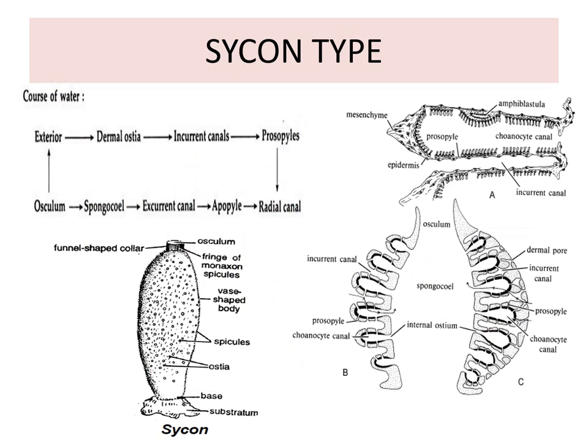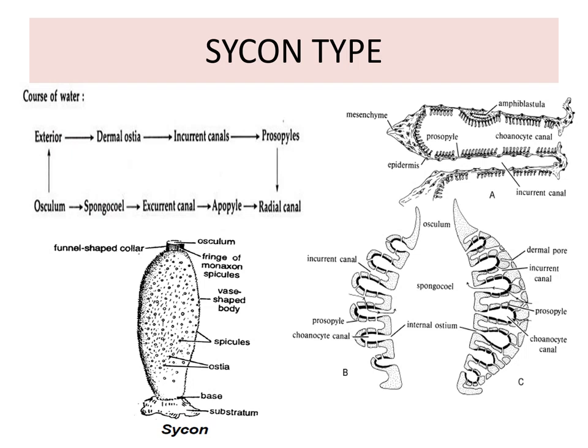Now we'll study the course of water. The water from the exterior enters through dermal ostia into the incurrent canal, to the prosopyle, to the radial canal, through apopyle to the excurrent canal, then to the spongocele and out through the osculum.